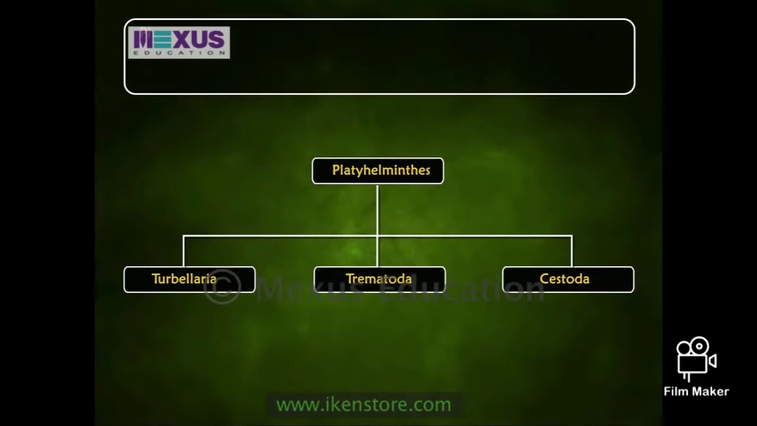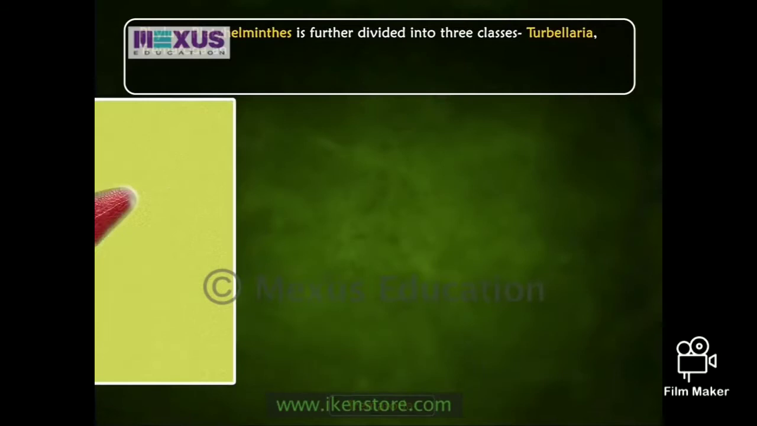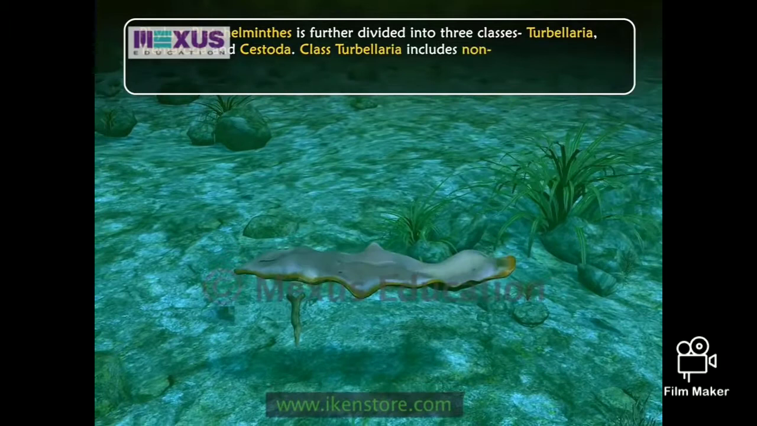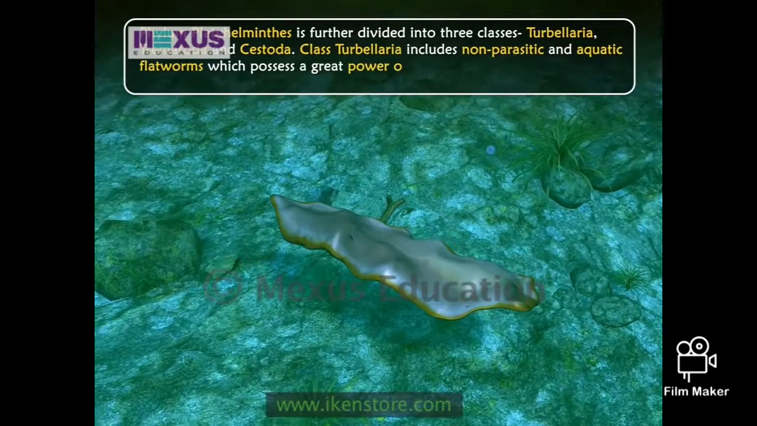Phylum Platyhelminthes is further divided into three classes: Turbellaria, Trematoda, and Cestoda. Class Turbellaria includes non-parasitic and aquatic flatworms, which possess a great power of regeneration. An example of the same is Planaria.